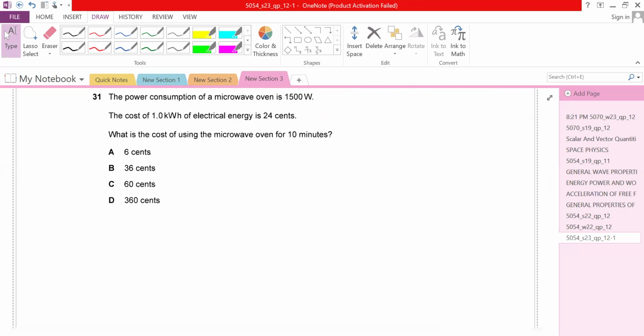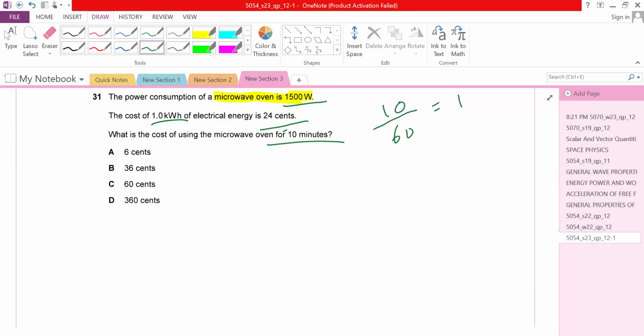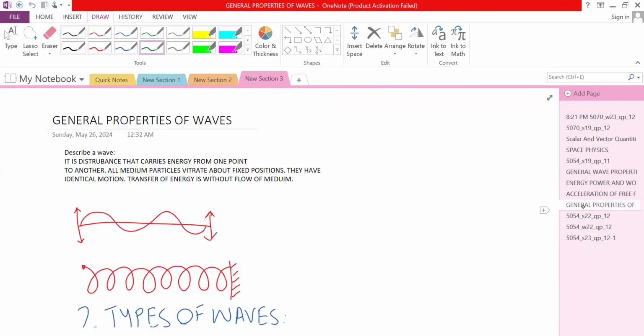Question 31. The power consumption of a microwave oven is 1.5 kilowatts. The cost of 1.0 kilowatt hour of electrical energy is 24 cents. What is the cost of using the microwave over 10 minutes? Firstly, what you have to do is convert the 10 minutes into hours. 10 divided by 60 gives 1 upon 6 hours.